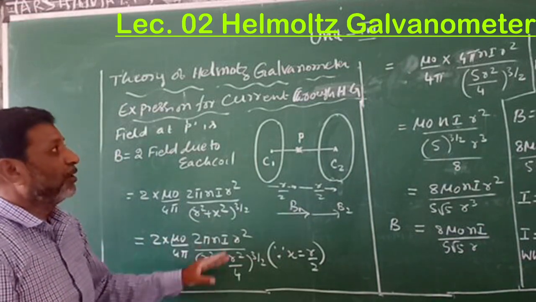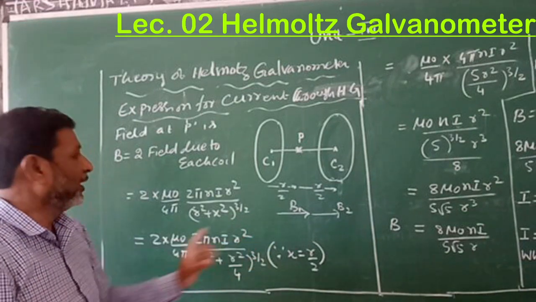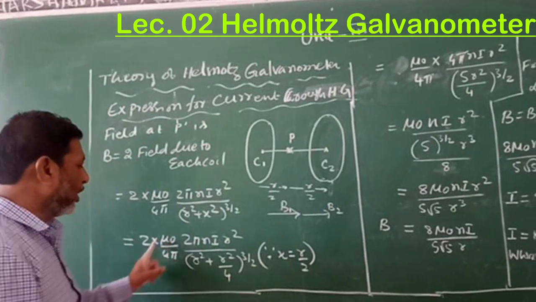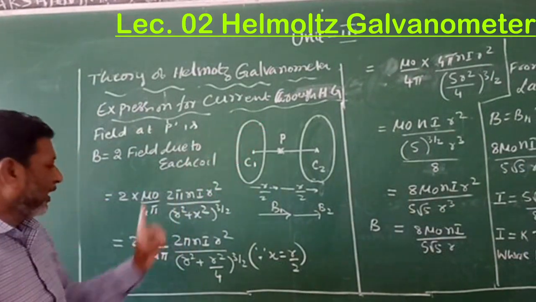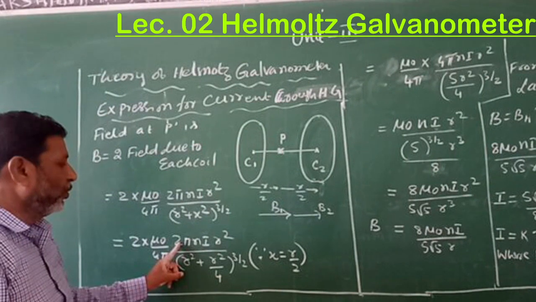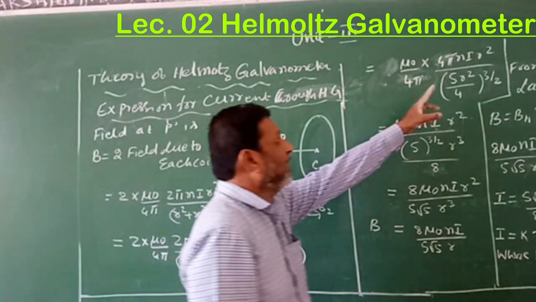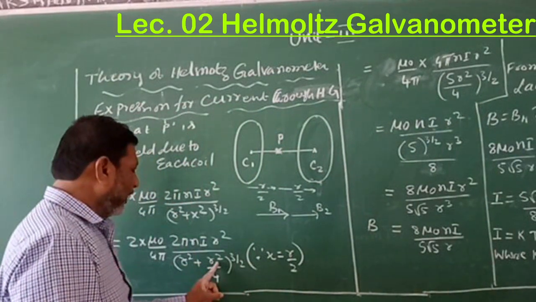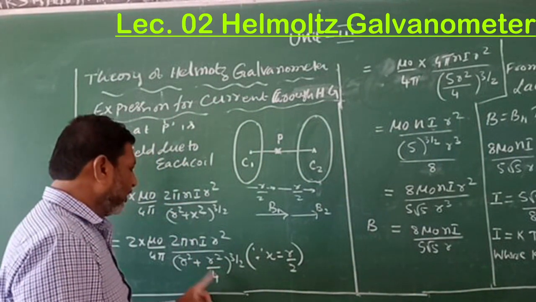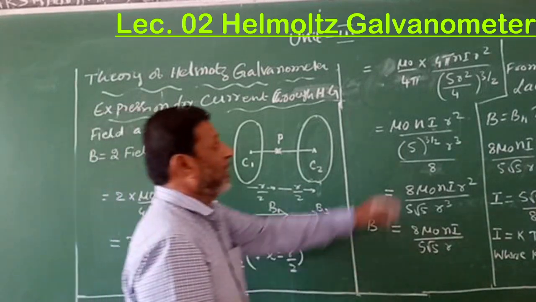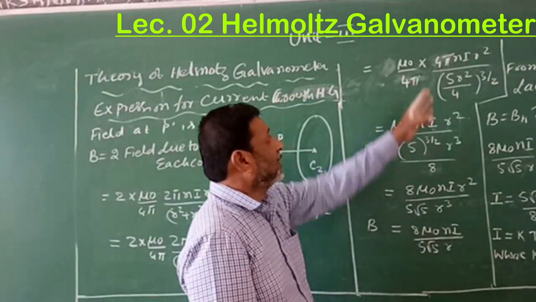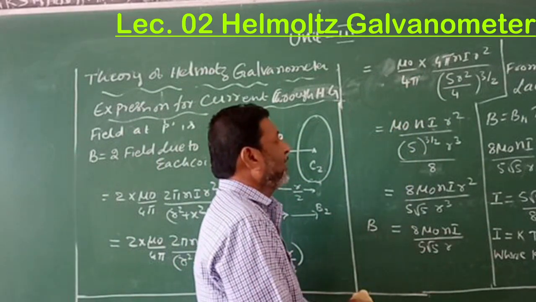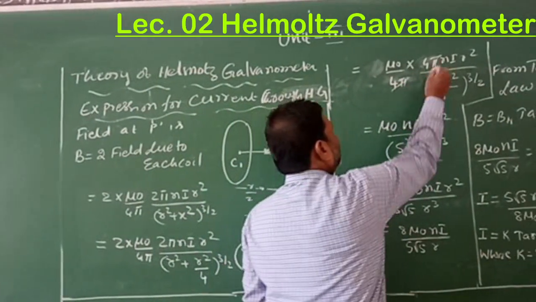Now when you simplify this, 2 into 4 pi, you will get mu naught by 4 pi as it is. When you multiply with the 2, you get 4 pi n I r square divided by, when you take the LCM, 4 r square plus r square, which is 5 r square, raised to 3 by 2. Then this 4 pi and this 4 pi will get cancelled.